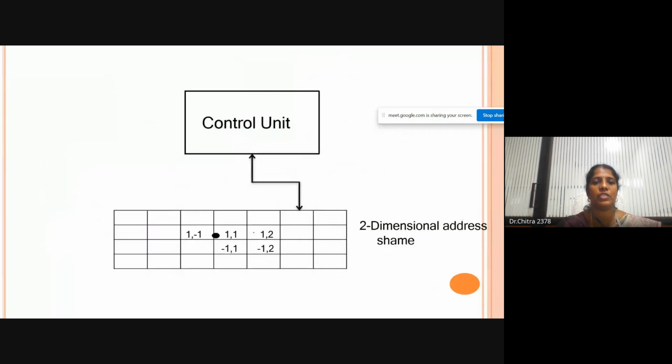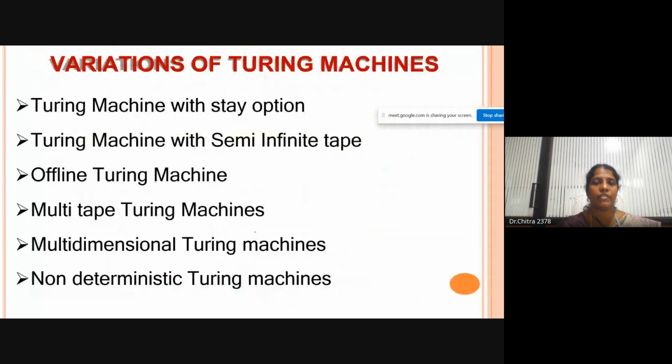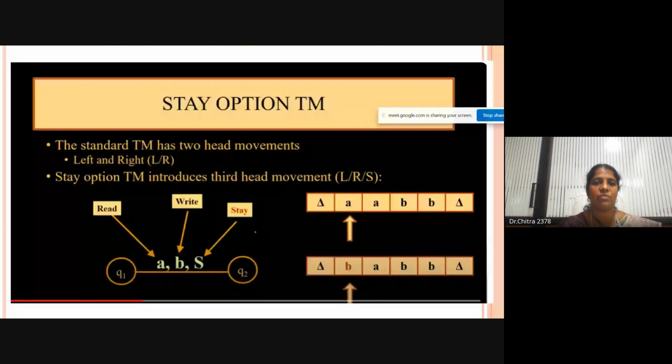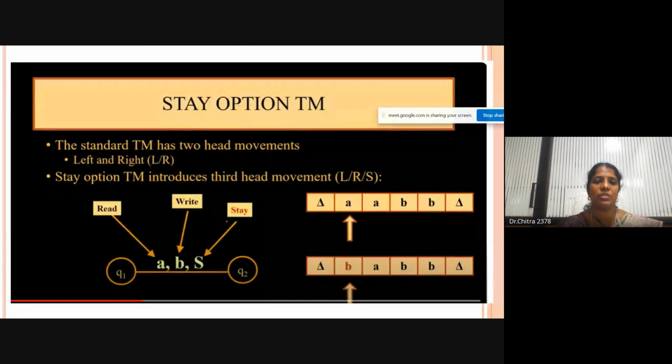So you see here the different varieties of Turing machines. First one is the Turing machine with stay option. Turing machine with stay option means, in addition to the ordinary Turing machine's states and input symbols, in the move, generally we use left and right move, but in the stay option Turing machine, you include one more option, stay. Without any change also, you may implement, that is the stay option Turing machine.